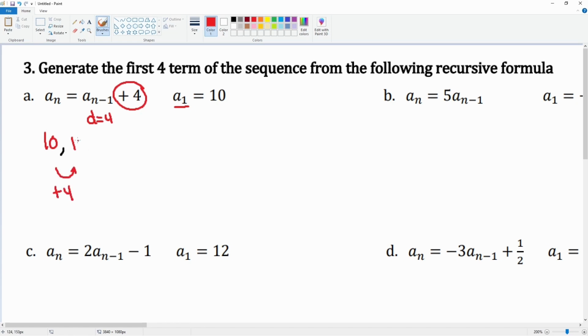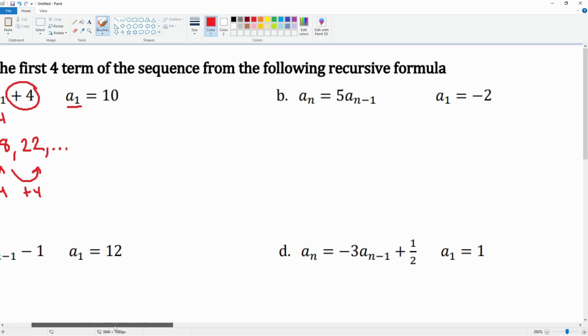10 plus 4 becomes 14. Then we're going to repeat that same add 4. This becomes 18. Then we're going to add 4 again. This becomes 22, comma, dot, dot, dot, because the sequence does continue. This would be the first 4 terms of this sequence.